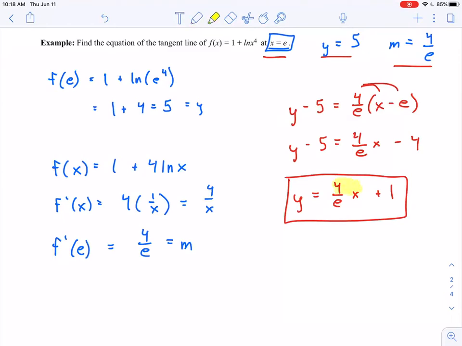One thing that I just want to make a quick note of, this term right here, just be careful about how you write that. You can write it as I've written it, which really kind of looks like 4 over e times x, or you could write that as 4x over e. You cannot write that as 4 over e times x with the x in the denominator. If you put that x in the denominator, that's not the same as the other two, so just be very careful about how you write that.